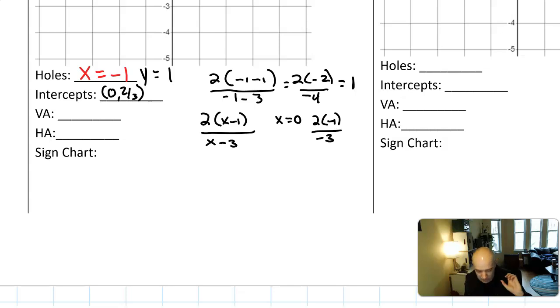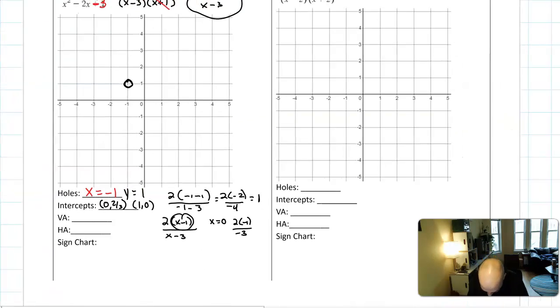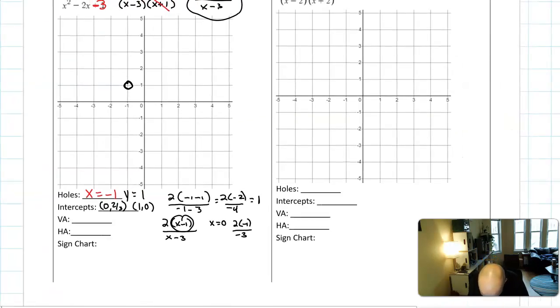And then when the numerator is 0, that's going to be the x-intercepts. So that's going to be 0 at x equals 1, so it's going to be 1, 0. We'll go ahead and plot those on. The y-intercept, 0, 2/3, is somewhere right around here. And 1, 0 is somewhere right around here.